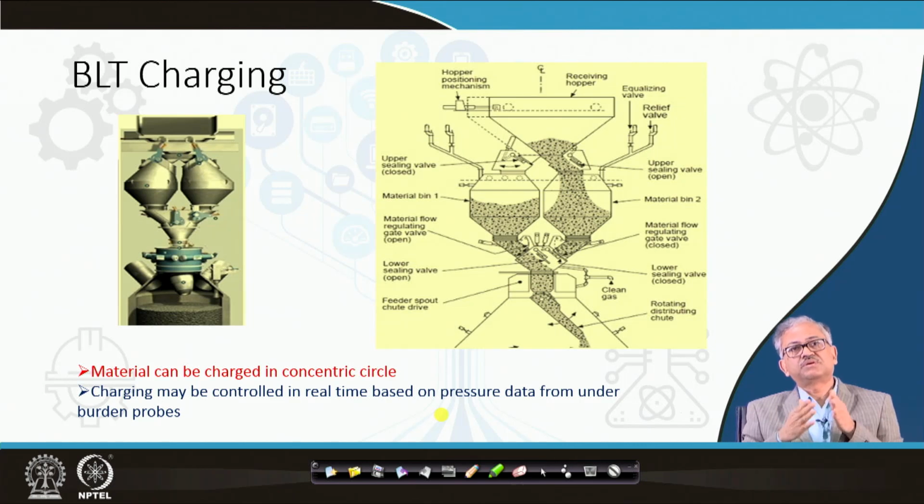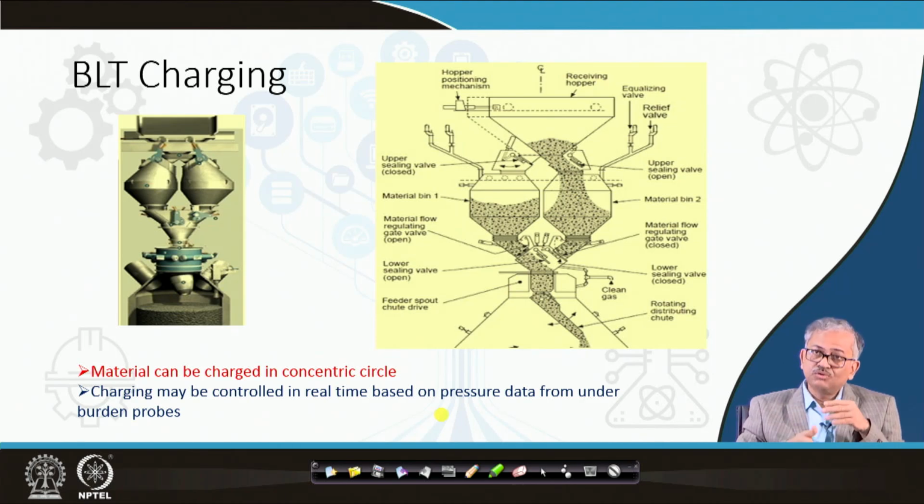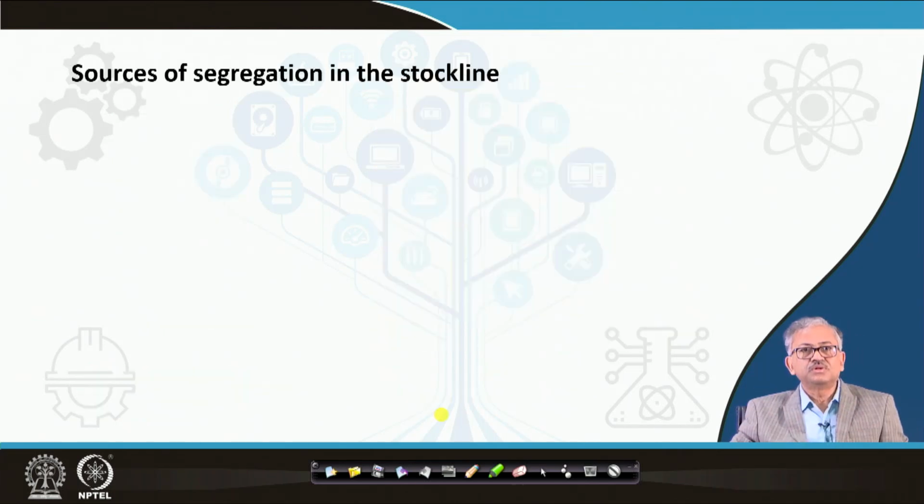If some region is very impervious, you can attempt to charge some more coke in that location, so that it becomes a little permeable. So, by taking real-time input from the underburden probes, you can control the burden distribution, and control of burden distribution is easy now, because the chute can place the coke at any location you want. If some region is very permeable, you can put some amount of ore there. If there is some very impervious region, you can put some amount of coke there. So, that type of control is possible.